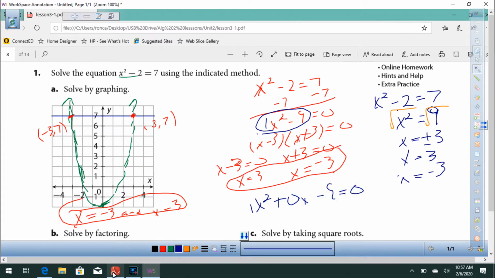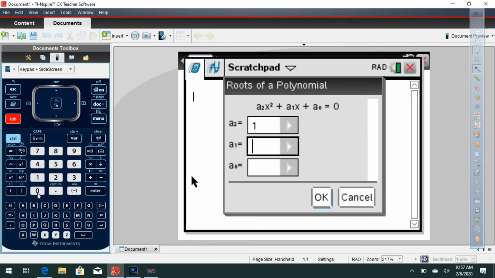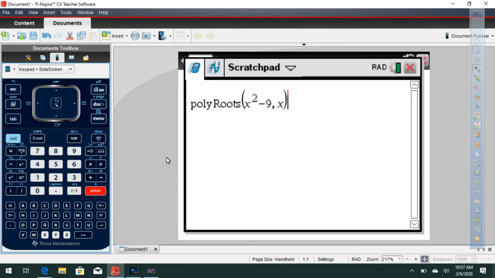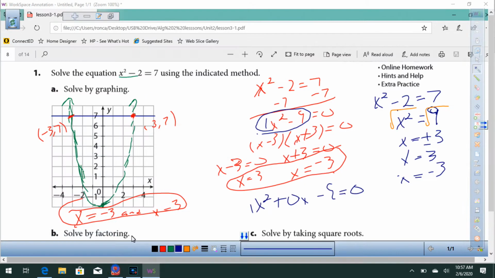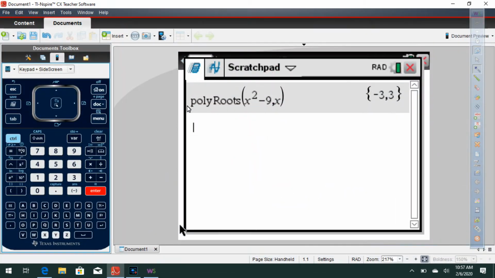So we don't have a middle term, so we'll put a 0 in there. And then the last term is negative 9. Press enter. Check it, x squared minus 9, that's what we had. Press enter. It gives you negative 3 and 3. So that's like 4 different ways right there. 1, 2, 3, and this would be the 4th way.